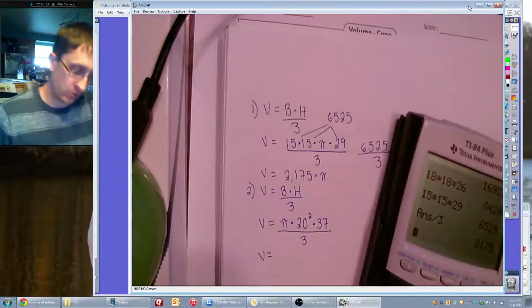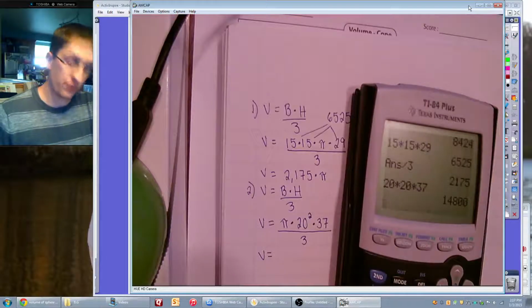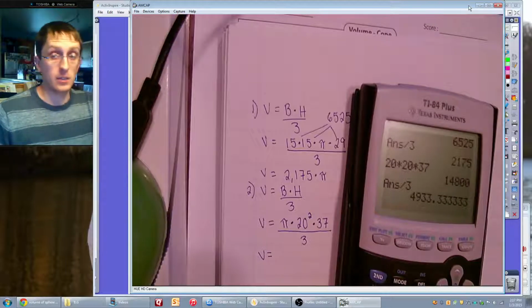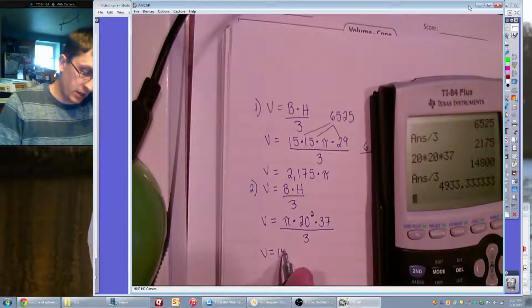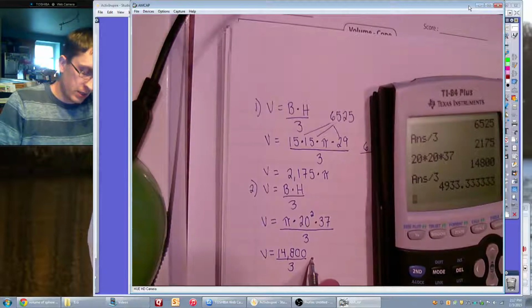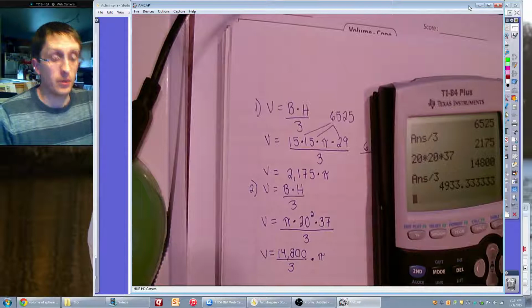So 20 squared, 20 times 20 times 37 is 14,800. I'm going to divide it by 3. It's a decimal, so I'm going to leave it as 14,800 over 3, and I'm going to times that whole thing by pi. So there's my answer. I'm going to write it down in simplified form.